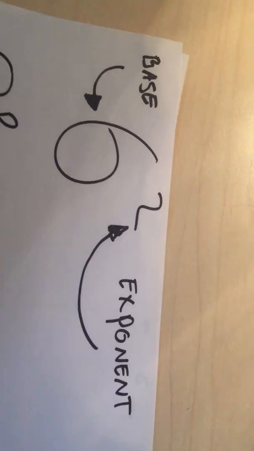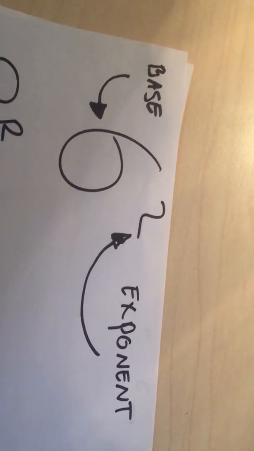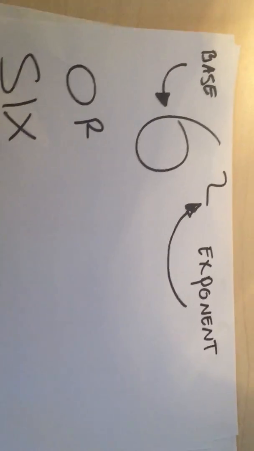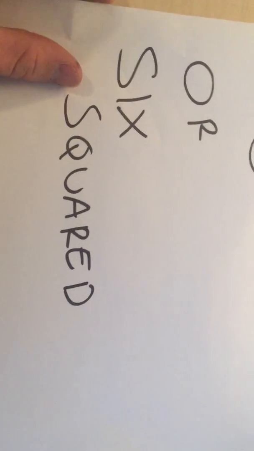However, in this case, it is just 6 to the second. But this can be rephrased as 6 squared. So anytime an exponent is 2, we call it squaring the number. So let me show you why that is.